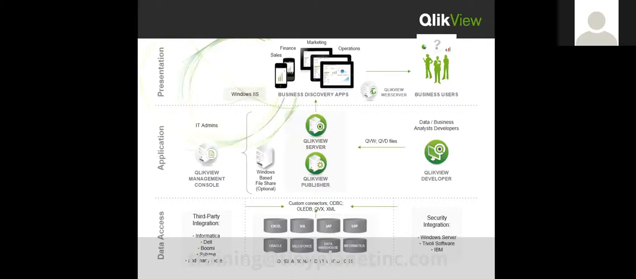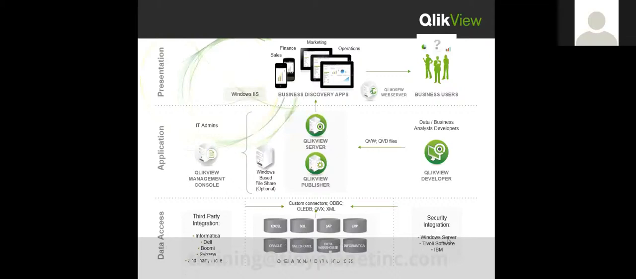So we have various components of QlikView architecture. If you see, we have QlikView Server, we have QlikView Publisher, and we have QlikView Developer in this layer, and the IT admins who take control of all the apps: who should see what, the licensing, the performance tuning. Everything is controlled in the application layer.